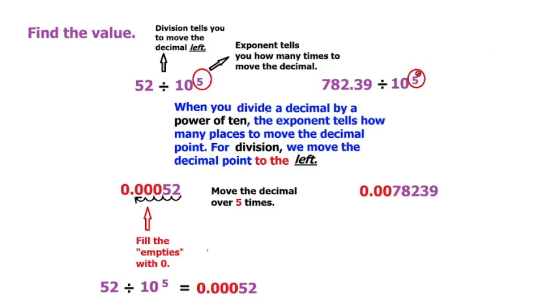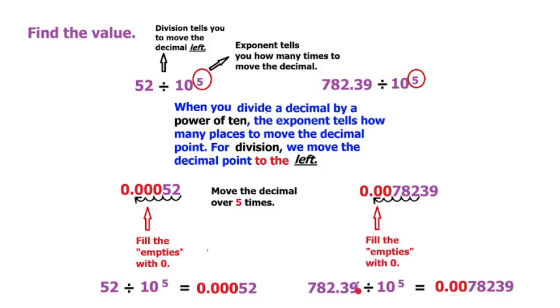Okay, here's our exponent of 5, and we're going to move our decimal left because it's division, and we take this decimal and move it 1, 2, 3, 4, 5. So it was here, 1, 2, 3, 4, 5. So there's the arrows that have done that 5 times. And we fill the empties with 0 again. So the answer to this problem, 782.39 divided by 10 to the 5 equals 0.0078239. And that's it. That's all there is to that problem.